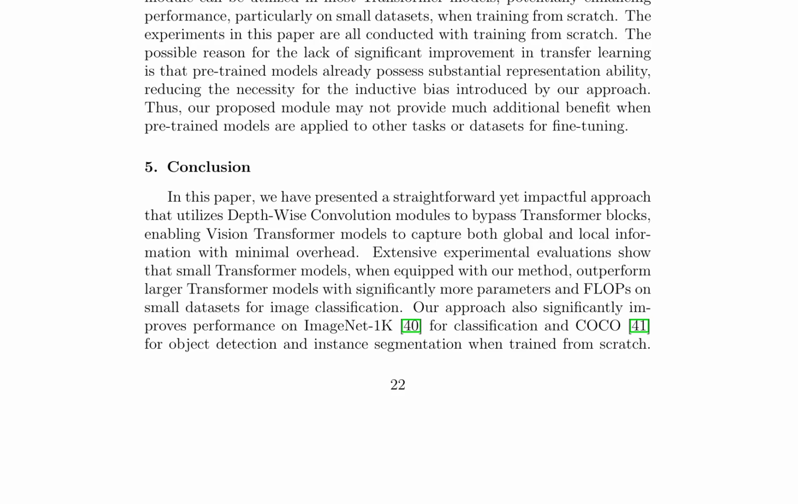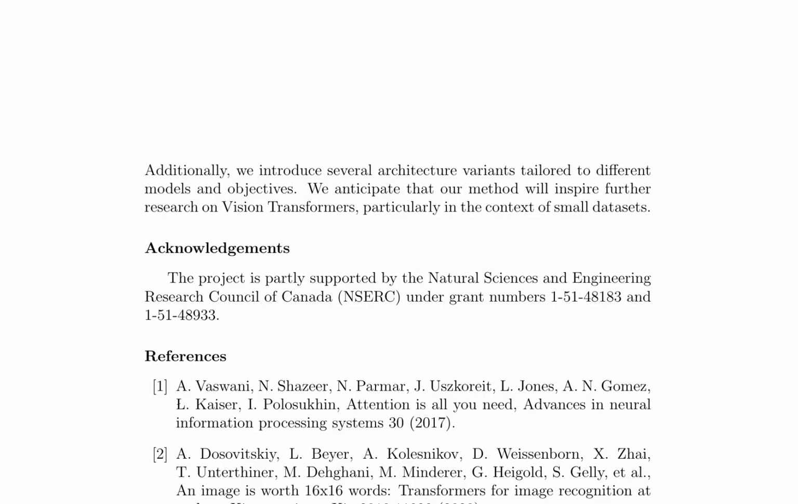In conclusion, this paper presents a straightforward yet impactful approach that utilizes DW-Conv modules to bypass transformer blocks, enabling vision transformer models to capture both global and local information with minimal overhead. Extensive experimental evaluations demonstrate that small transformer models, when equipped with our method, outperform larger models with significantly more parameters and FLOPs on small datasets for image classification, object detection, and instance segmentation when trained from scratch. The authors introduce several architecture variants tailored to different models and objectives, anticipating further research on vision transformers, particularly in the context of small datasets.